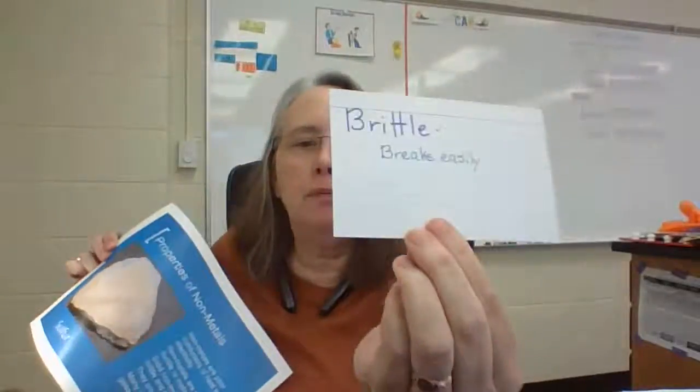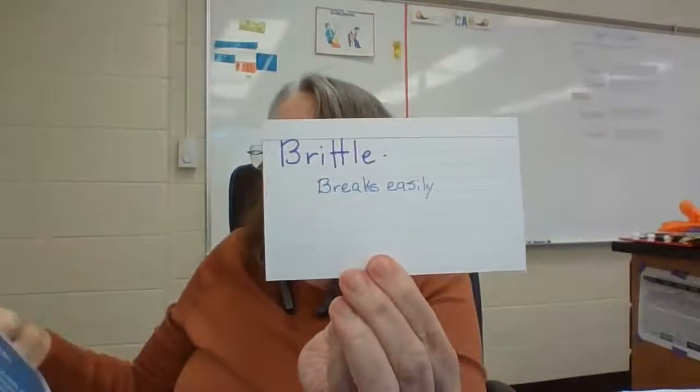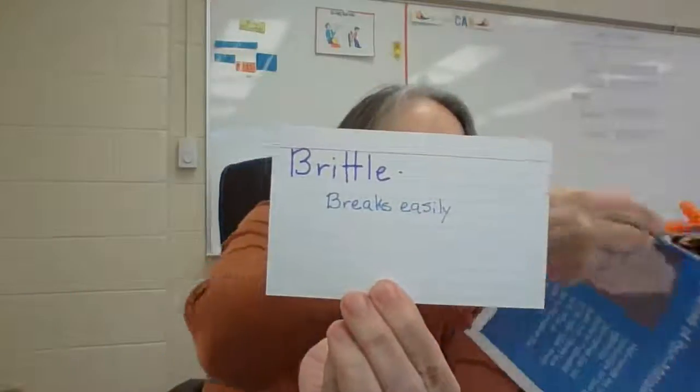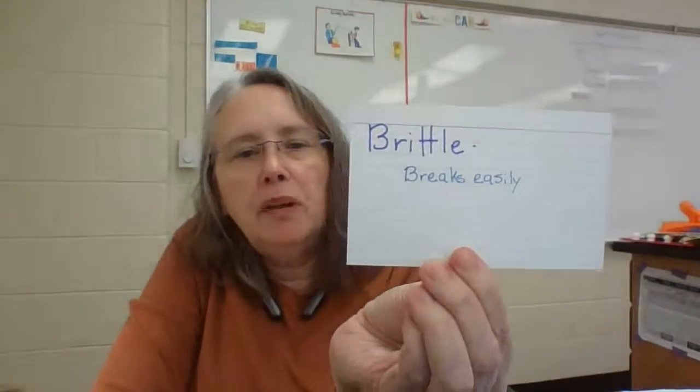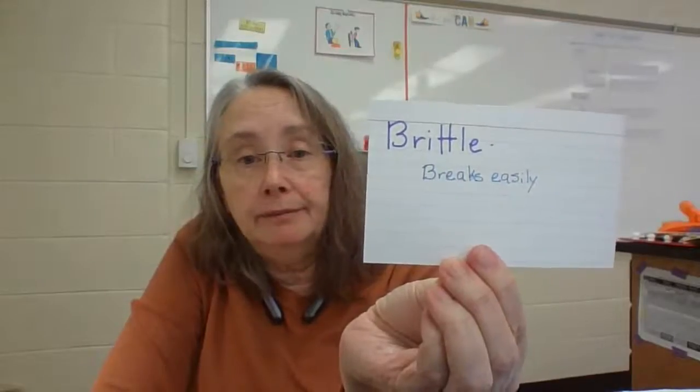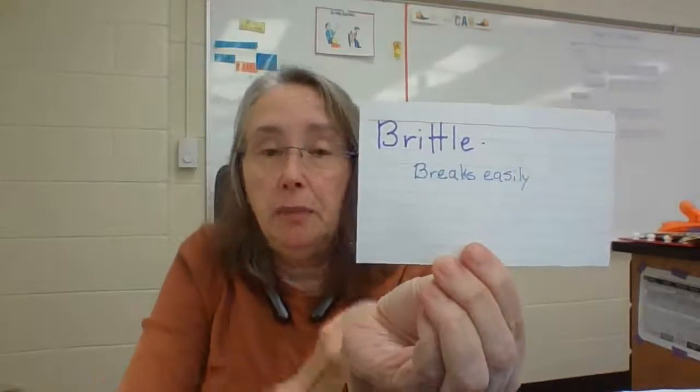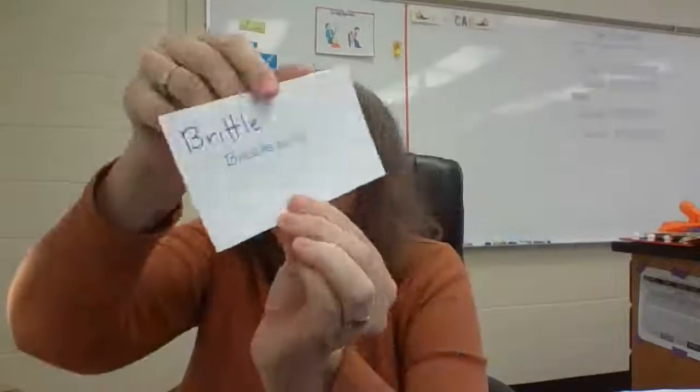So here's what brittle means. You can pause and get to know what brittle means. It means it breaks easily. That's all it is. But you're going to need to know that vocabulary. Okay. Third one is metalloids.